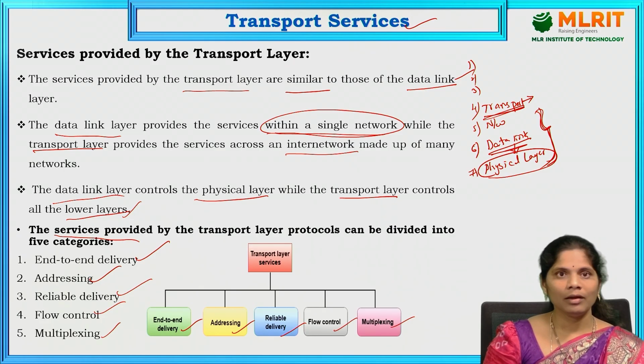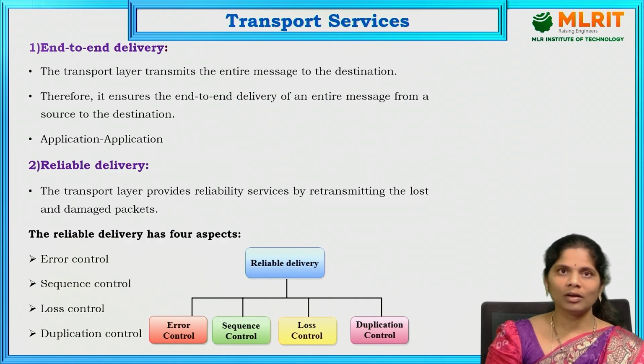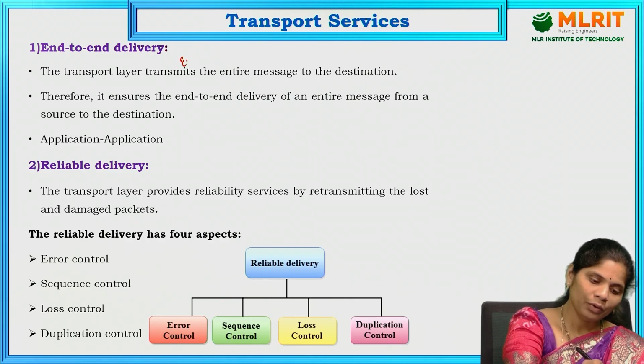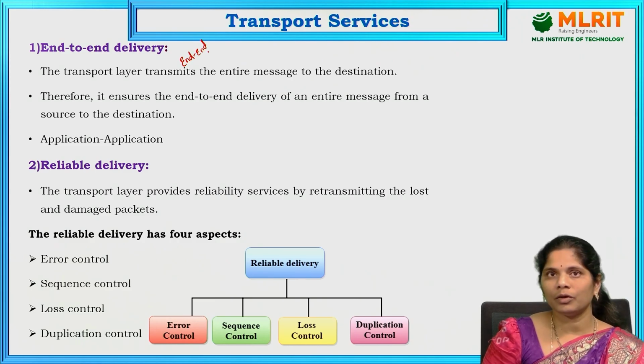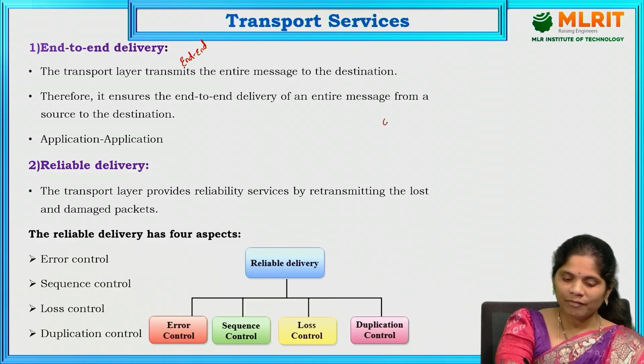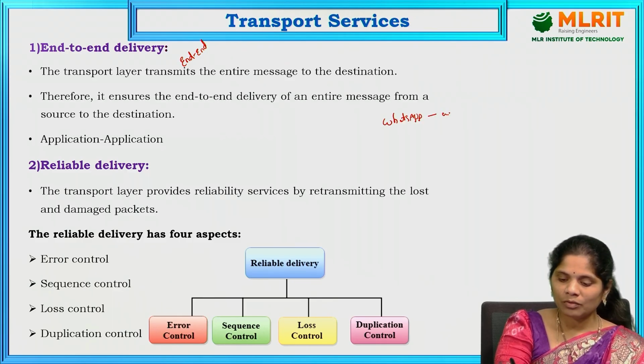First one is end-to-end delivery. What is end-to-end delivery? I already said the transport layer is also called the end-to-end layer. It means from my application end I send the message to the receiver's application end, my friend's application end. That is the meaning of end-to-end. From my WhatsApp application end, I send the message to the receiver's WhatsApp application end.